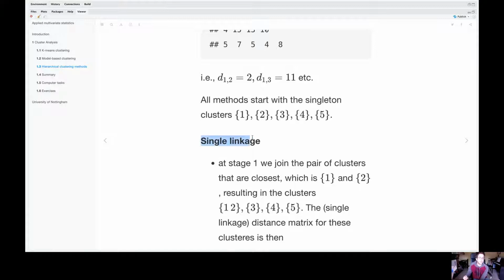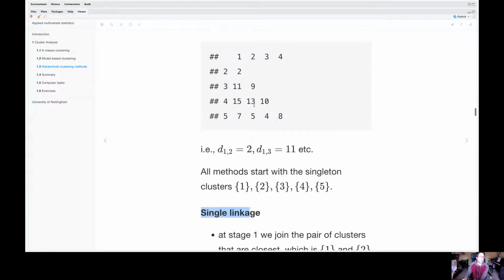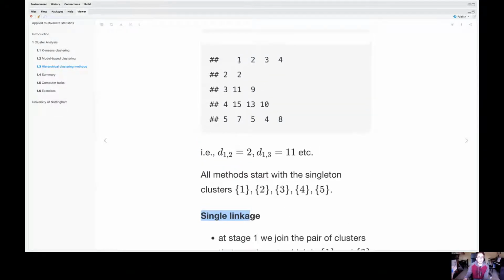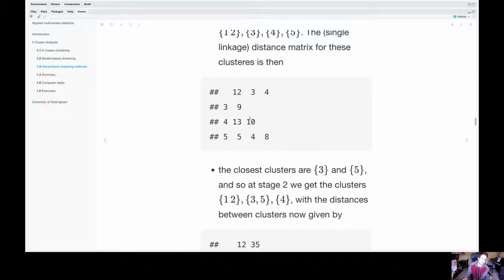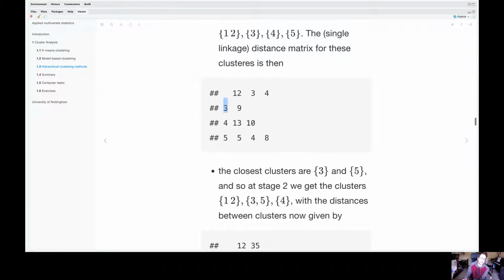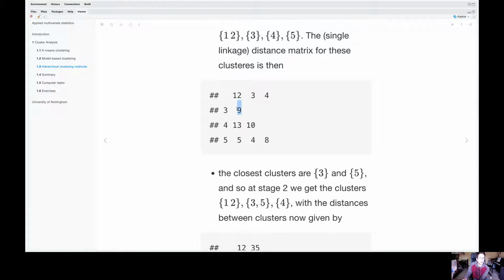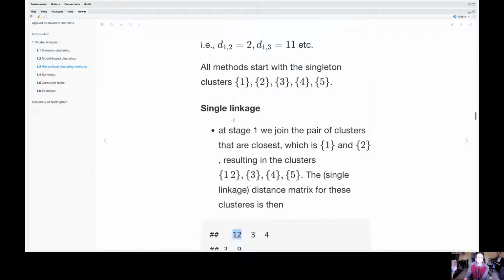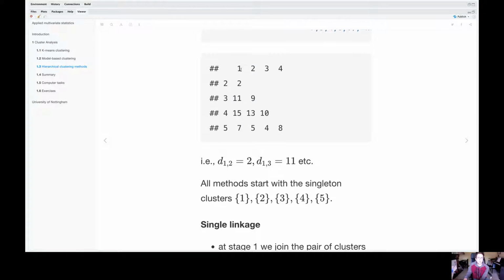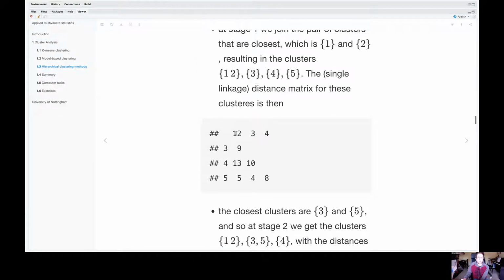Well, if we use single linkage, then we just take the minimum distance. So let's look at that. The distance between {1, 2} and 3. Well, the minimum distance is the distance between 2 and 3, and that's 9. So if we put this distance matrix together, the distance between the cluster {1, 2} and 3 is now 9. Let's think about the distance between {1, 2} and 4. Well, again, we take the minimum of these two numbers. So it's 13. So the distance between {1, 2} and 4 is 13.